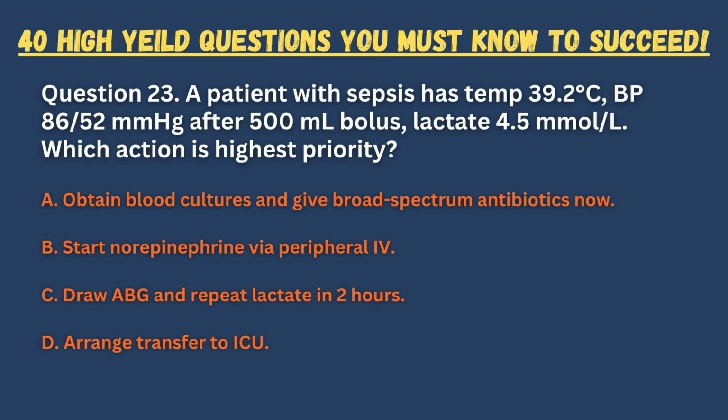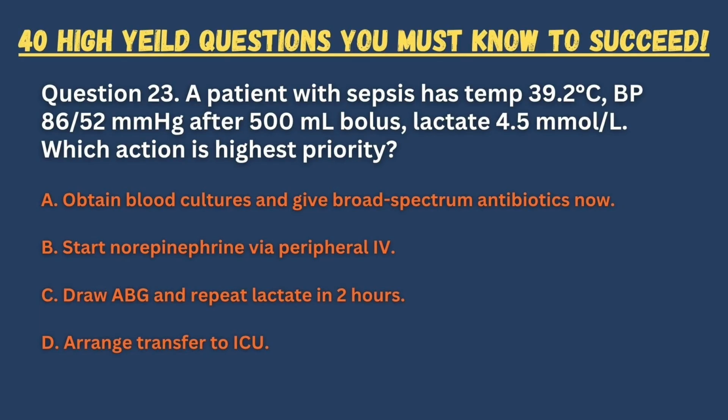Question 23. A patient with sepsis has temp 39.2 degrees Celsius, BP 86 over 52 millimeters of mercury after 500 milliliters bolus, lactate 4.5 mmol per liter. Which action is highest priority? A.